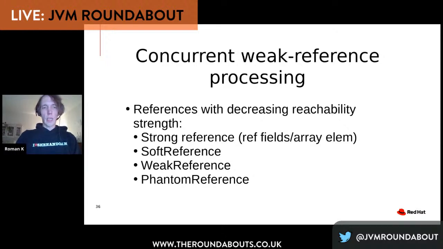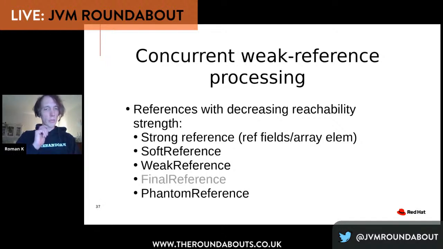There is one other type of reference which you probably haven't heard about. It's called the final reference. This is an internal type in the JVM used for implementing finalizers. Basically, a finalizer is a method in Java that allows you as a programmer to do certain actions when an object becomes unreachable. Kind of a destructor concept, but not really quite the same.